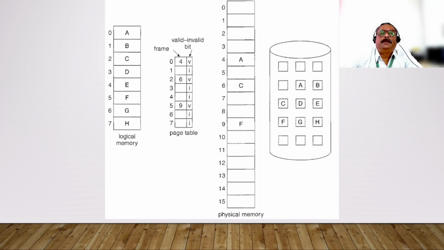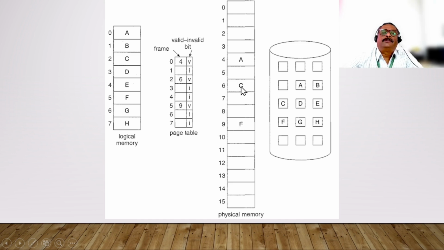Now instead, if it asks to go to a location which is there in page B, then page B is logical page 1. In logical page 1 the bit says I, that means invalid. It means that page B is not there on the main memory. So we have to get page B onto the main memory. So for that, the operating system raises an alarm, says page fault, and we want page B onto the main memory.